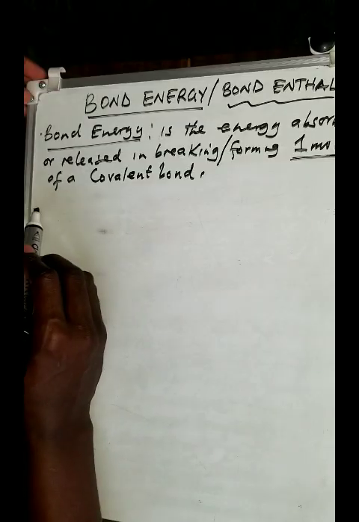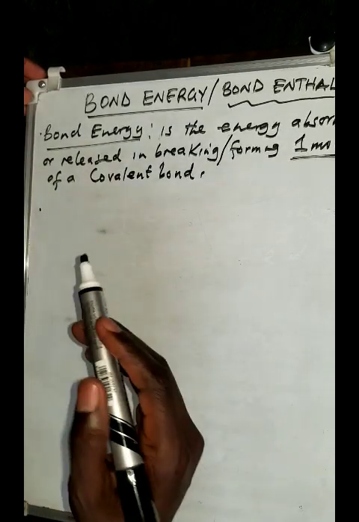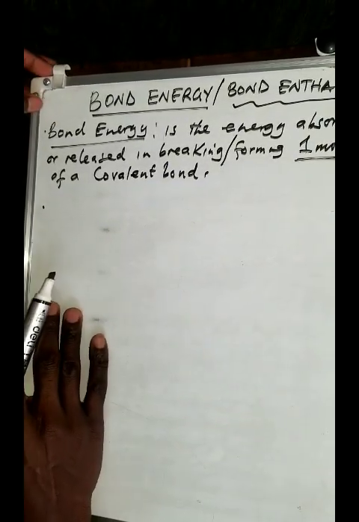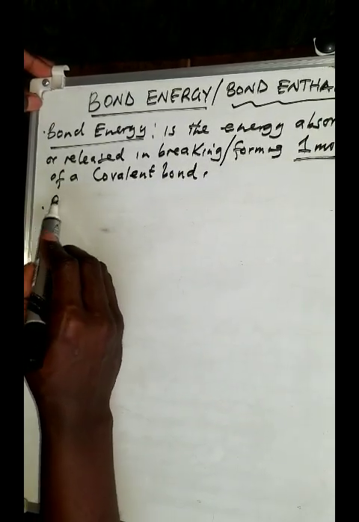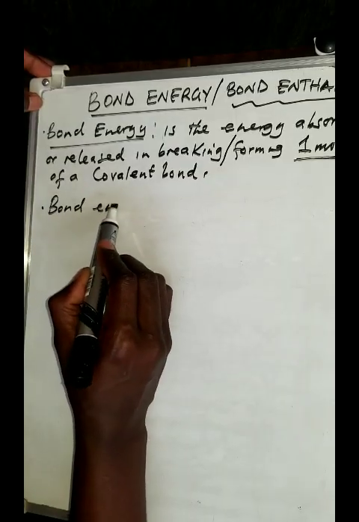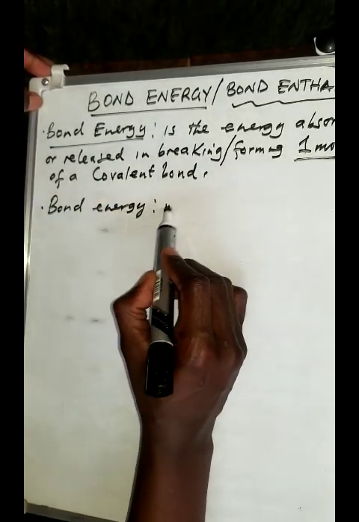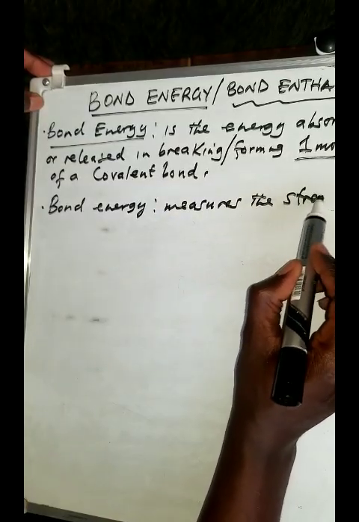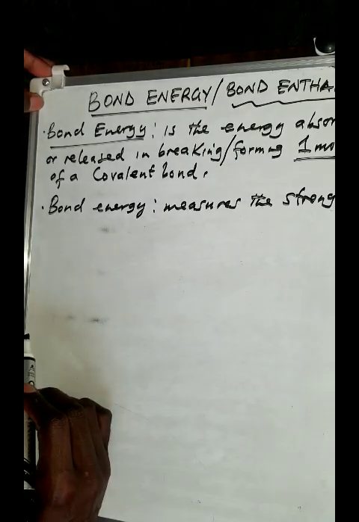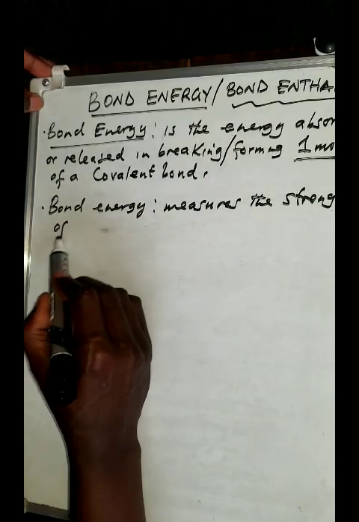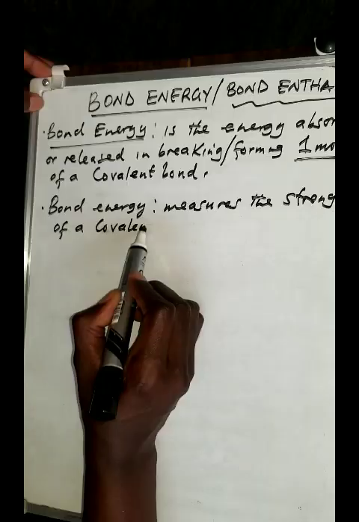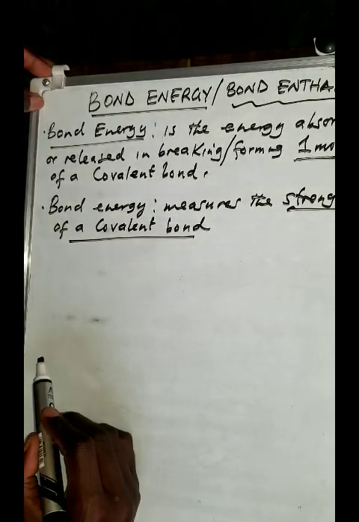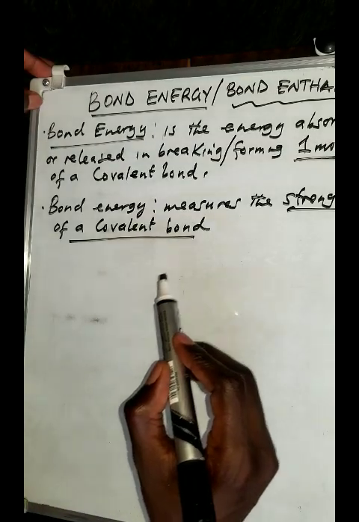So just a few concepts that you need to remember. Remember, it is the same energy given out when making the same bond. Now, this bond energy actually measures the strength. It will tell you the strength of a covalent bond. So that is what you need to remember.